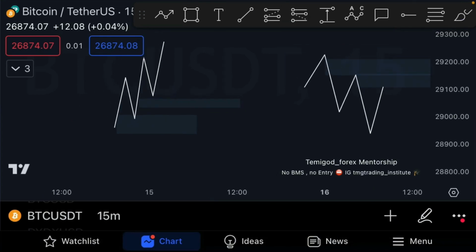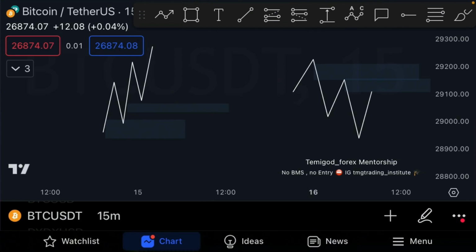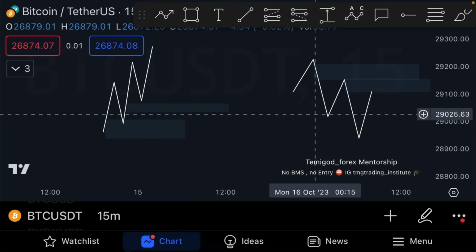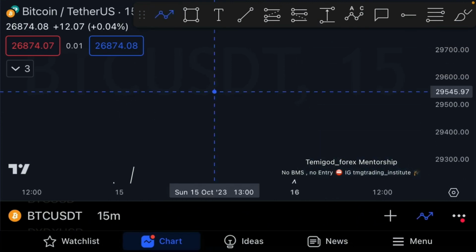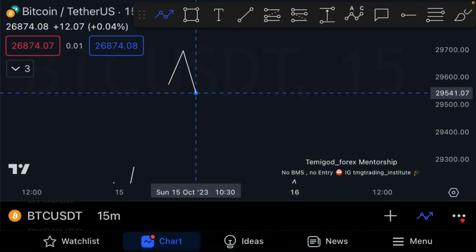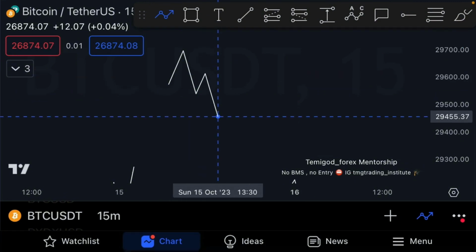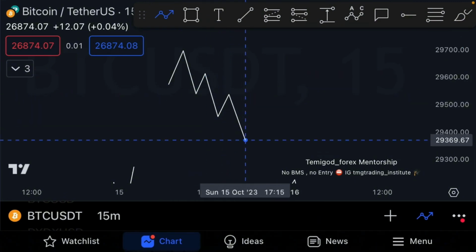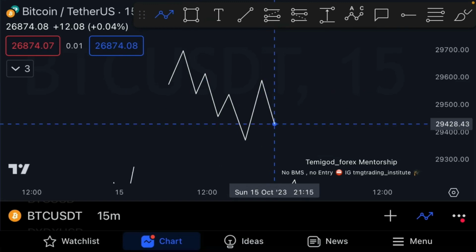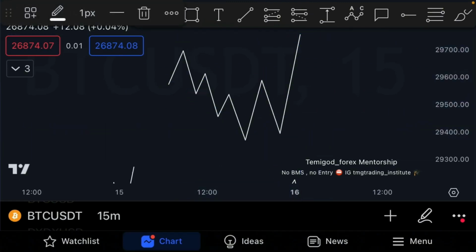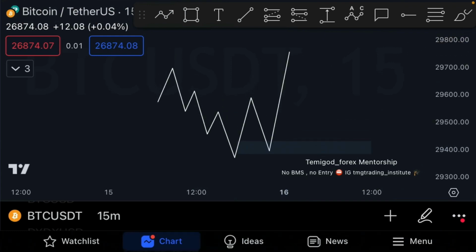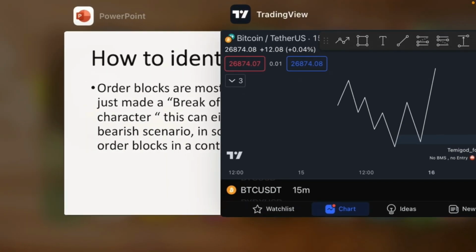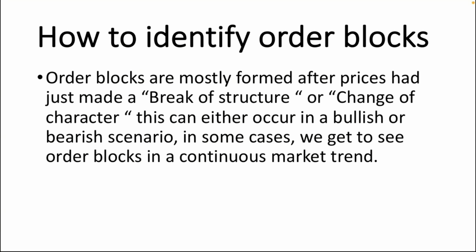Okay, and now this is a continuous bullish trend over here, and this is a continuous bearish trend over here. Okay, and we can also have an order block once we have what, a change of character. Okay, so this is a bearish trend and we just changed this character. We're most definitely gonna have an order block here to continue the journey to the upside. Okay, so that is just how to identify this order block.